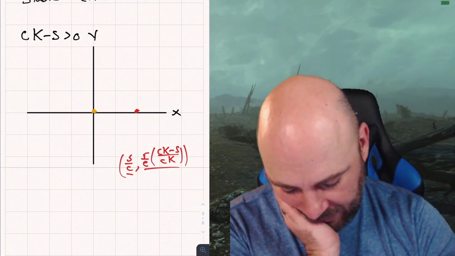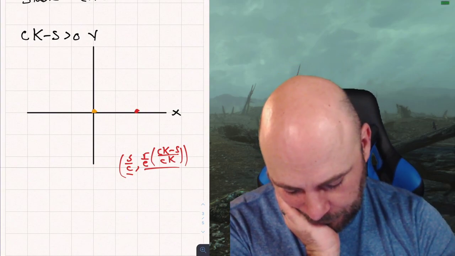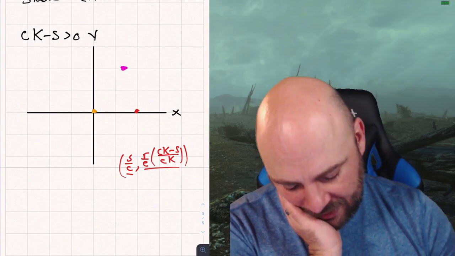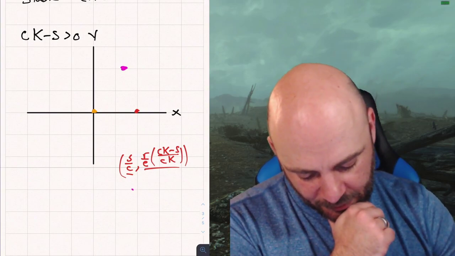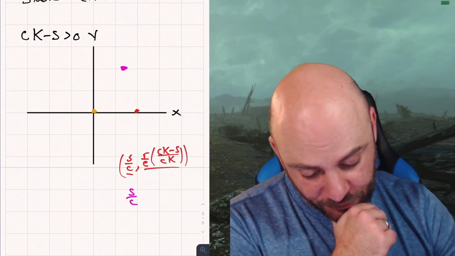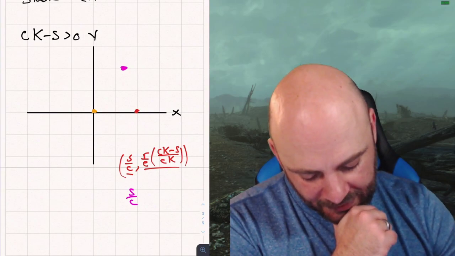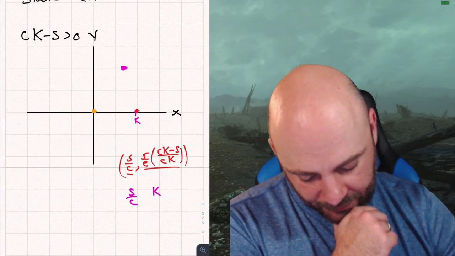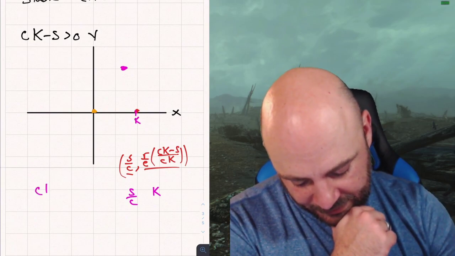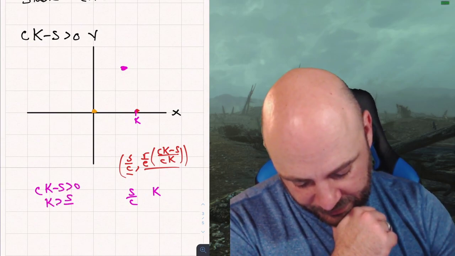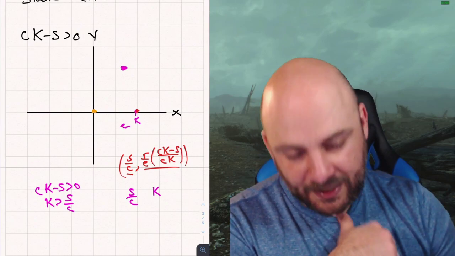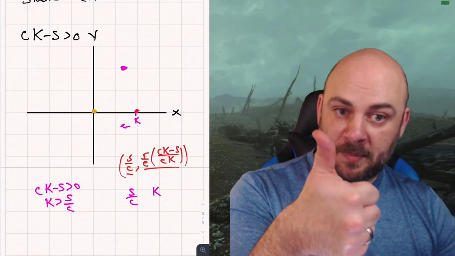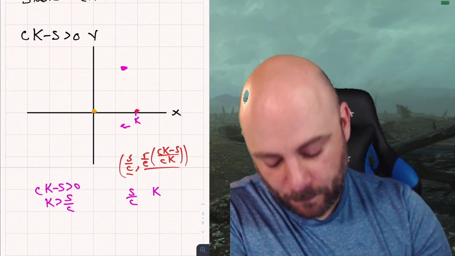All right. I guess we don't know where it is in relationship. We need to know how S over C relates to... Oh, we do. Yeah. How does this relate to K? Right, because this coordinate right here is K. All right. Well, if CK minus S is positive, then that means that K is greater than S over C, which means I am certainly to the left of that equilibrium. Everybody with me on that? I hope so, because that was cool.